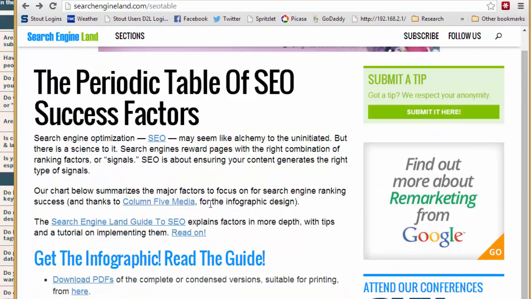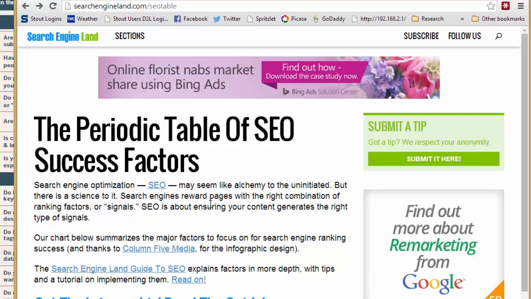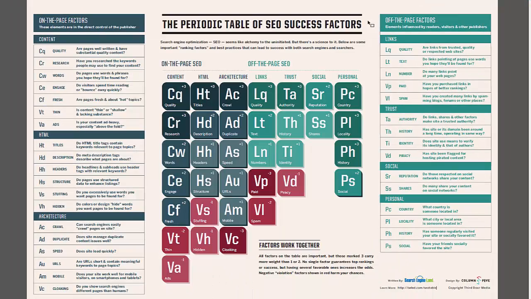So this is updated periodically because it's the periodic table, I guess. It's a really useful resource, and we're going to use it to get an understanding of the ways that you need to affect what the search engines are looking for. So it comes down essentially to two things. What is on the page and what is off the page.